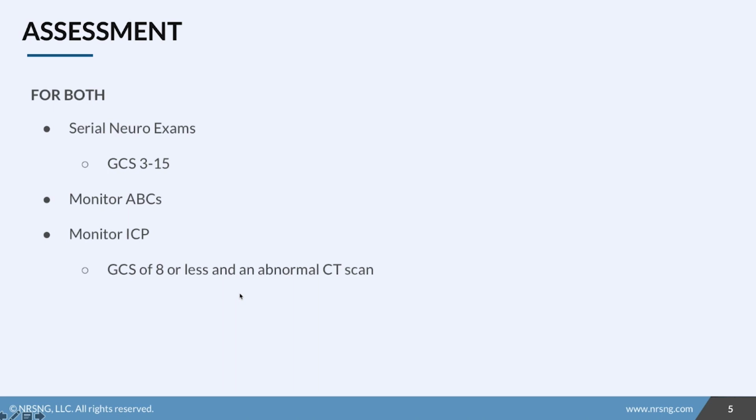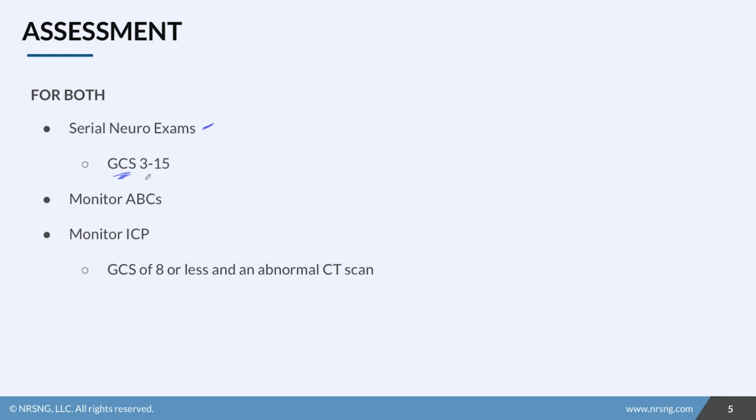So when we're assessing our patients, many of the assessments are the same for all of our ED patients. But with these patients, we really focus on the disability. We want to do those serial neuro exams, probably every 5 to 15 minutes, but I would check with your facility's policy. And what we're looking for is the Glasgow Coma Scale. And remember, guys, that is motor response, eye-opening, and verbal response.